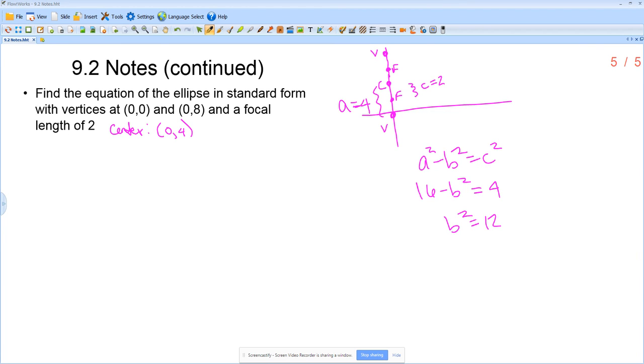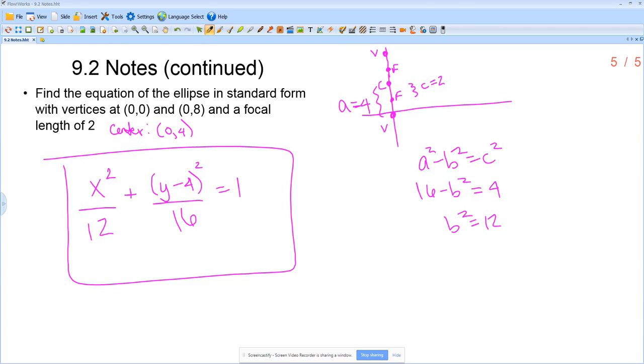And again, I'm going to start just with the numerators. So I have x minus 0 squared plus y minus 4 squared is equal to 1. And then because this major axis is vertical, my a squared needs to be underneath y. So a squared is 16 underneath the y. B squared is 12 underneath the x.